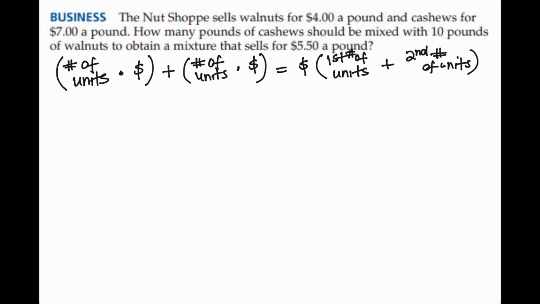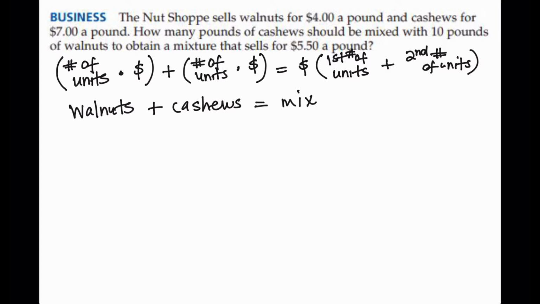So let's go through and pick out everything that's going on. You have the nut shop and it sells walnuts for $4 and cashews for $7. You want to purchase the mix, okay? So this is going to be walnuts plus cashews is equal to the mix. So in this case, how many pounds of walnuts? It says 10. So let's read this last sentence.